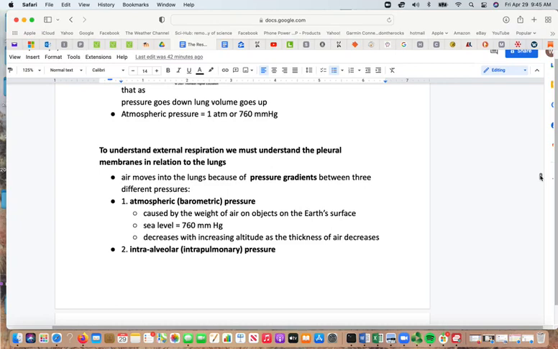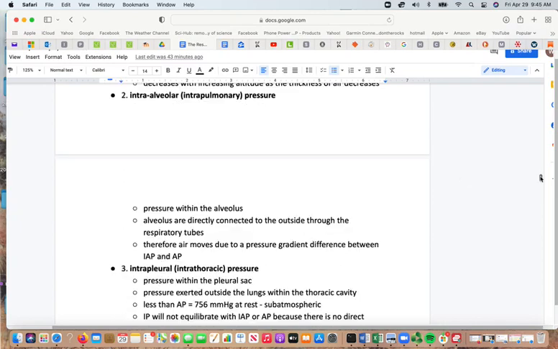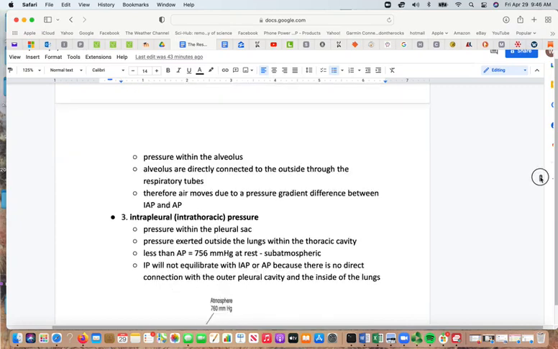So air moves into the lungs because you have the pressure gradient. And there's different pressures. You've got the atmospheric or barometric pressure. This is caused by the weight of air on the objects on the Earth's surface. So at sea level, it's 760 millimeters of mercury. As you go up in altitude, it's going to decrease. The intra-alveolar or intrapulmonary pressure is the pressure within the alveolus. It's going to be directly connected to the outside through the respiratory tubes. So air moves due to a pressure gradient difference between your intra-alveolar pressure and atmospheric pressure, or IAP and AP.